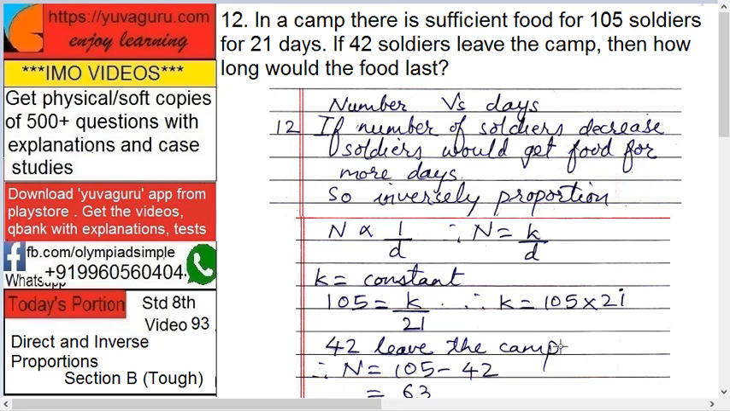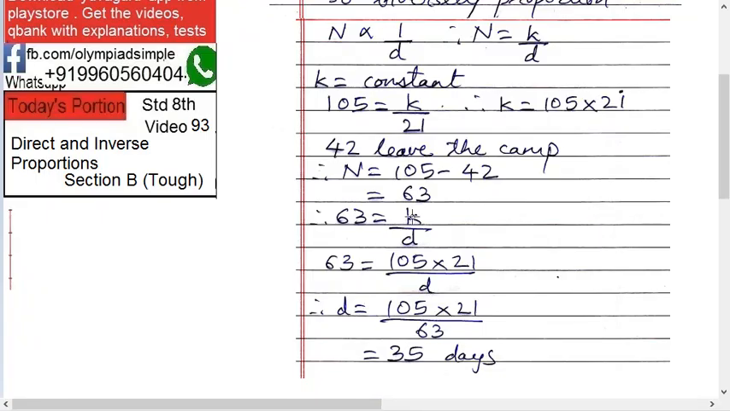Now 42 leave the camp. So how many remain? 105 minus 42. That is 63 remain. Right? So 63 equals K upon D. But K you know is 105 into 21. So 63 equals 105 into 21 upon D. So D equals 105 into 21 upon 63.